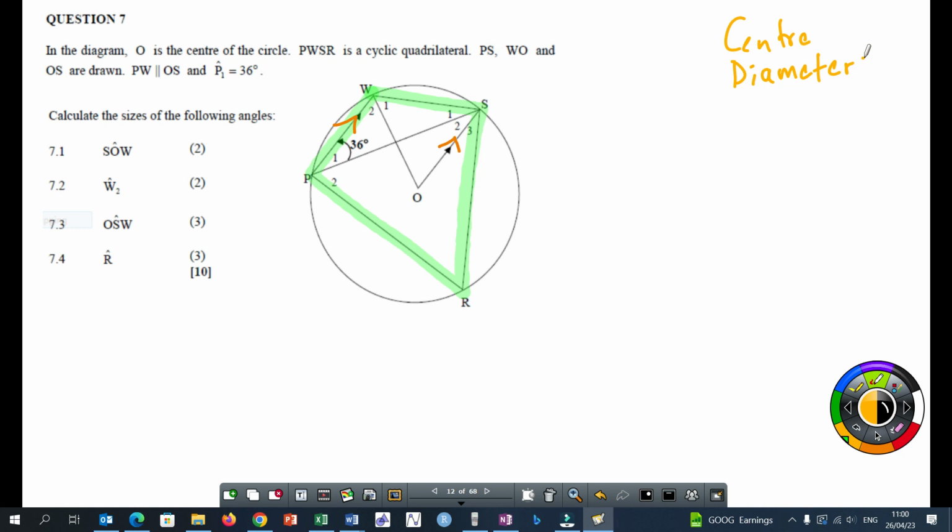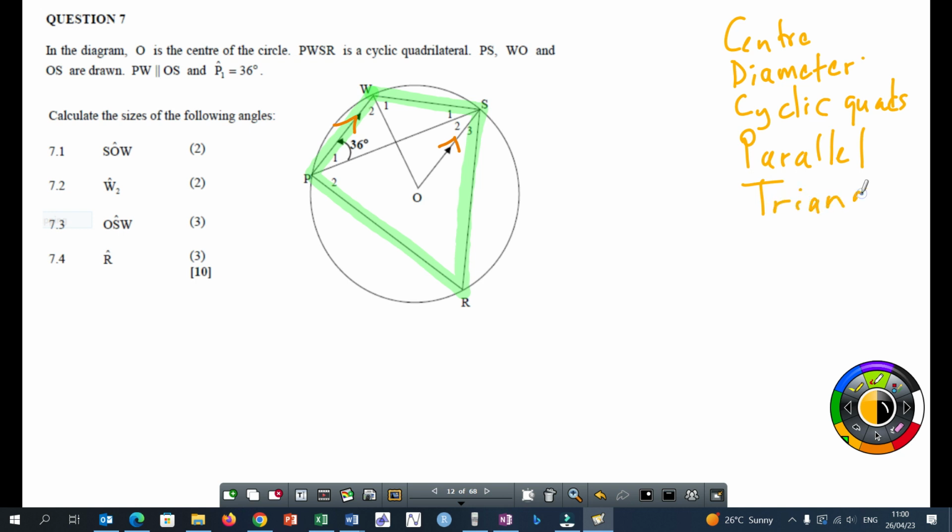Then you need to check for cyclic quads. Then you need to check for lines that are parallel. If you have got a question with lines that are parallel, it means that you might need to use alternate angles, co-interior angles, or corresponding angles. That's geometry of straight lines from grade 8 and 9. Then triangles.